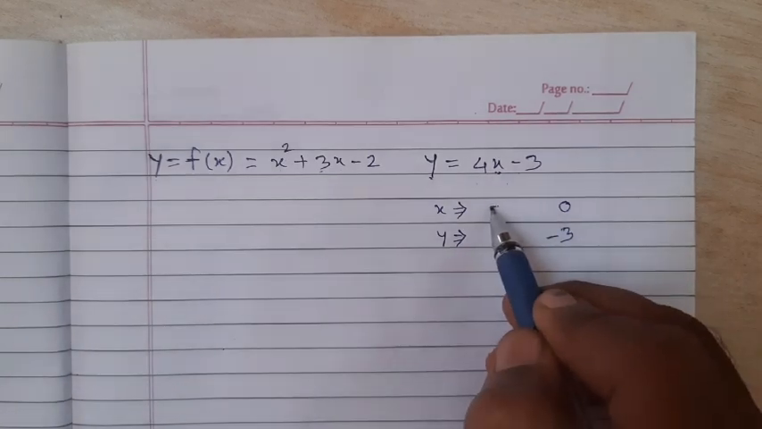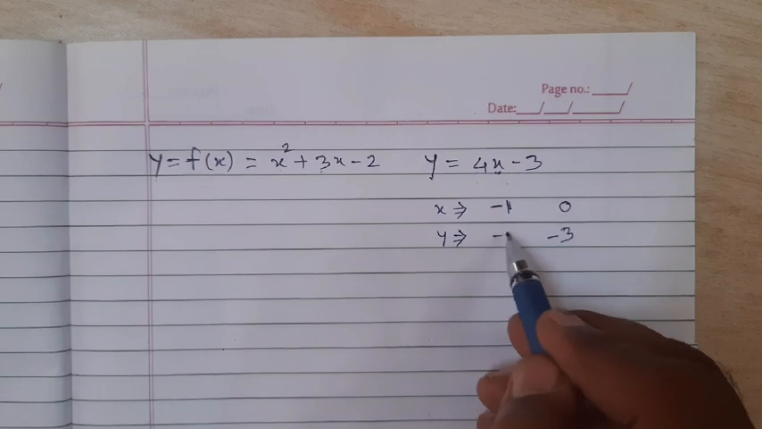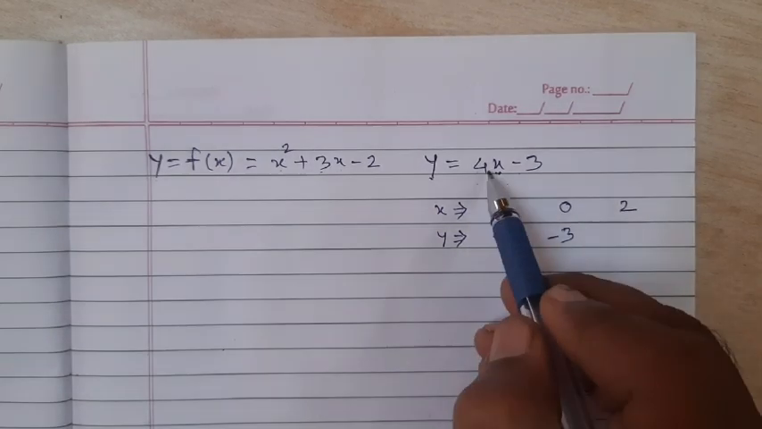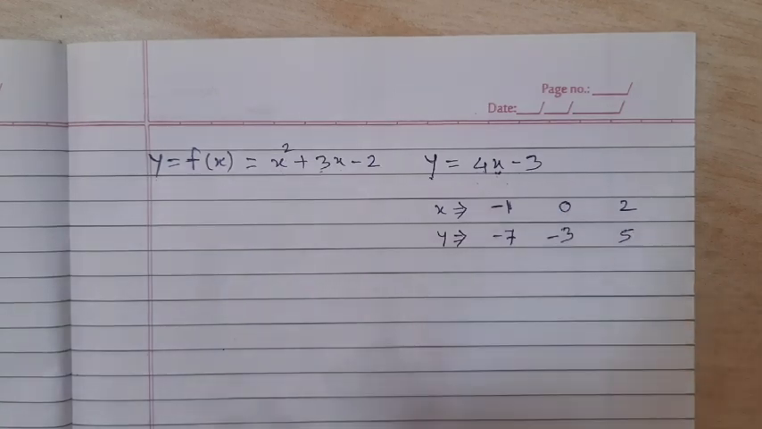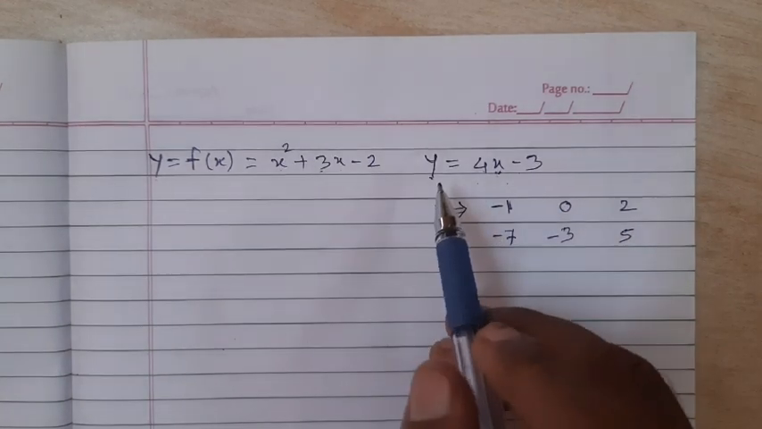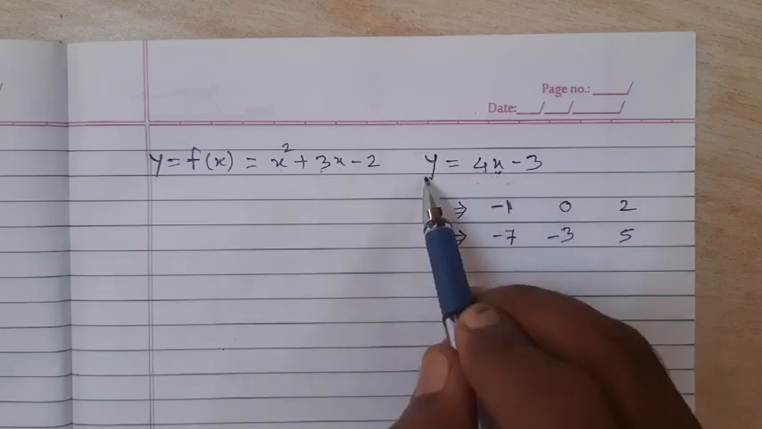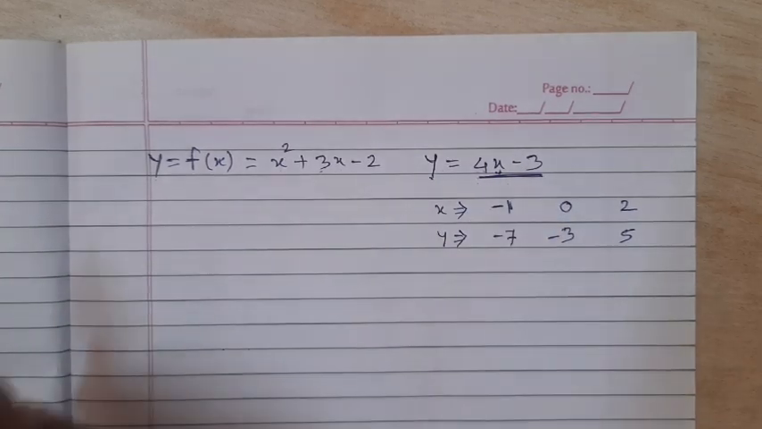Suppose the value of x is equal to minus 1. Then I will have to substitute x to be minus 1, meaning it is minus 4 minus 3, it will be minus 7. If x is equal to 2, then I can say that it is 8 minus 3, that is equal to 5, and so on. This y is the function of x, and y depends on x with this equation. That is, the value of y is given by this equation.